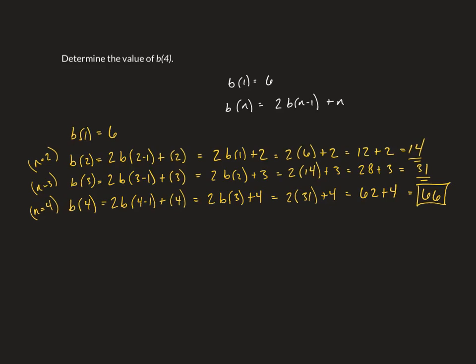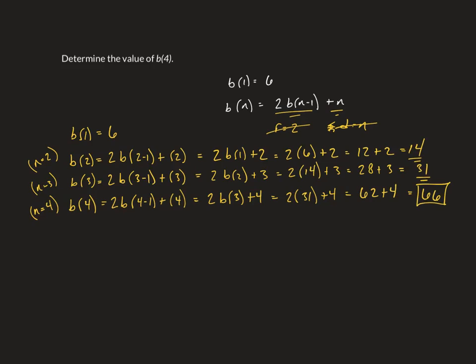And again, it's not geometric because although we are multiplying by 2, and you'd like to say that there's a common ratio of 2, you can't because you're also adding n every single time. And you can't say that the common difference is n because n is always changing. So it's not arithmetic and it's not geometric.